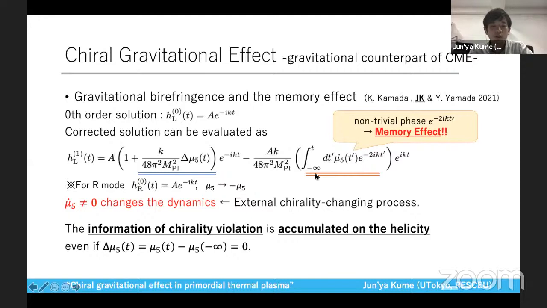And interestingly, because of this non-trivial phase factor, the information of such chirality violation is accumulated in the helicity of the gravitational waves. We call this a memory effect, and this is one important consequence of the CGE.